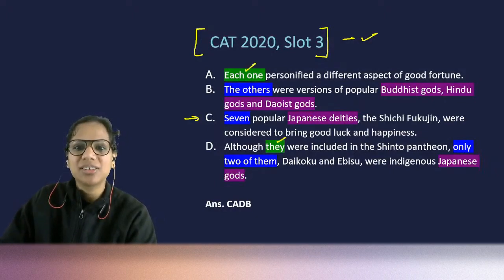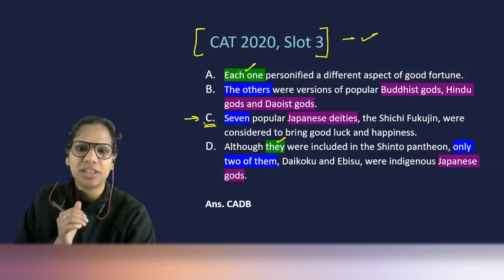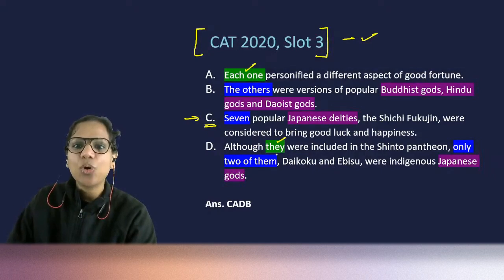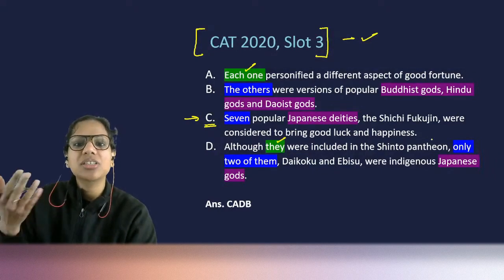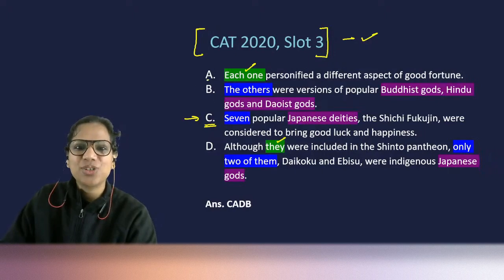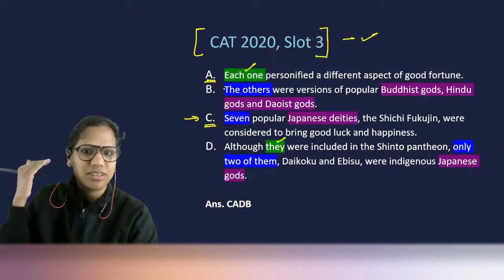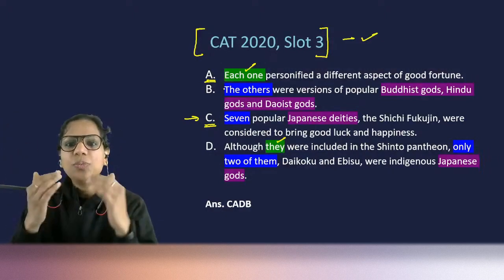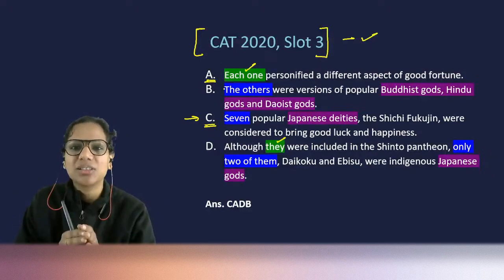And these are exclusively grammar-based clues. "Each one": what does this "each one" refer to? We must have discussed some gods before this, right? So that's why C should come before A, right? Then, "although they were included": what does this "they" refer to? This "they" refers to the gods, the seven gods whom we have been discussing. Then we come to "the others", right? So I hope the flow of this paragraph is clear to you.